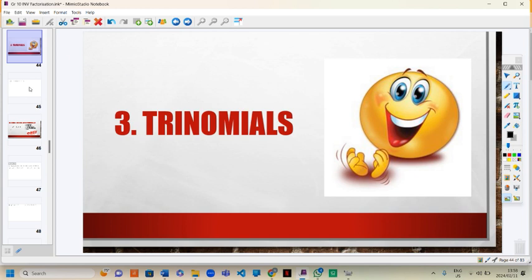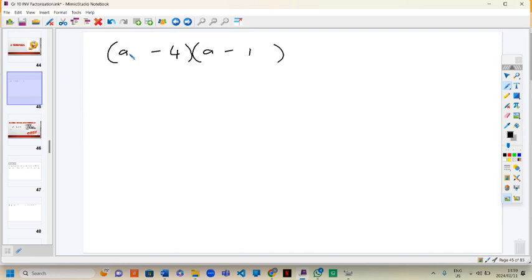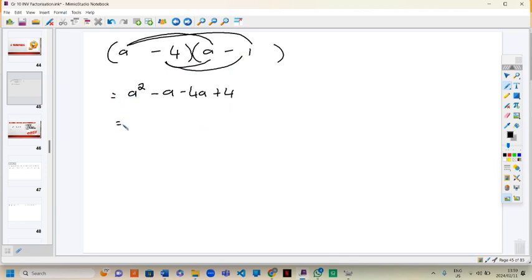I want you guys to look at something quickly. If I told you to simplify this, what are you exactly going to do? You're just going to multiply each term with each term. I take this a and multiply it here. A times a is a squared. A times negative 1 is negative a. Negative 4 times a is negative 4a. And negative 4 times negative 1 is positive 4. Then we add our like terms and we get the answer of a squared minus 5a plus 4.